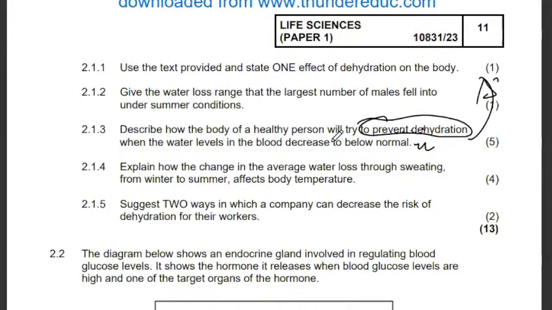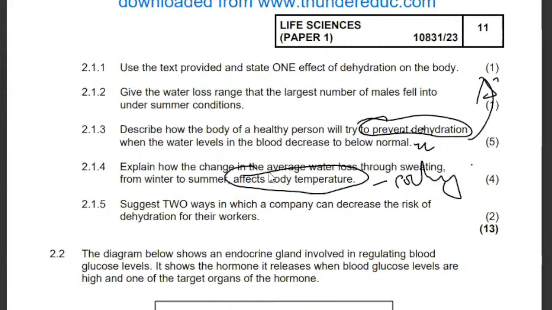Not thermoregulation, osmoregulation. Then the next question is asking you to explain how the change in the average water loss through sweating from winter to summer affects the body temperature. So how do you explain this? Basically, this water loss will bring about the normal functioning of the body by cooling the body.